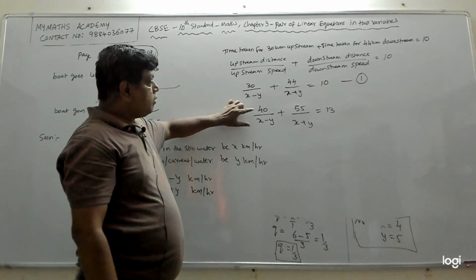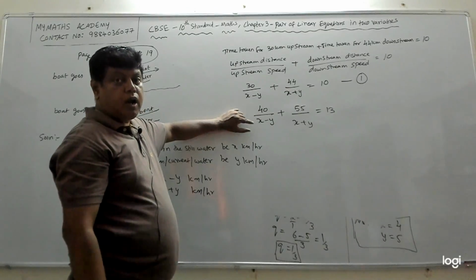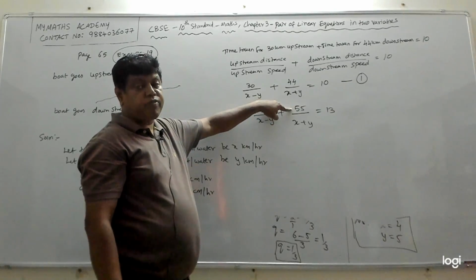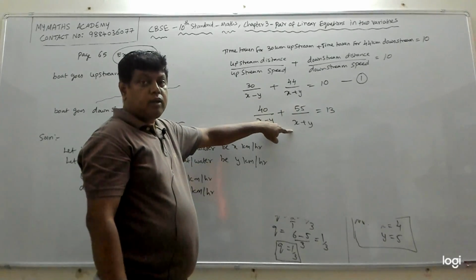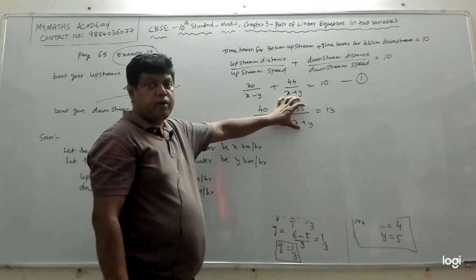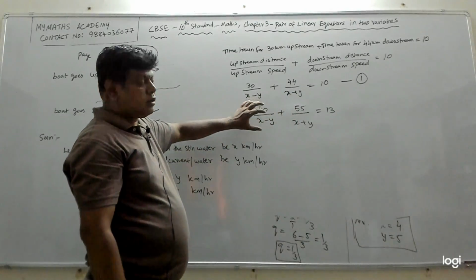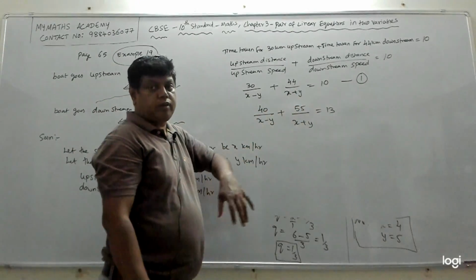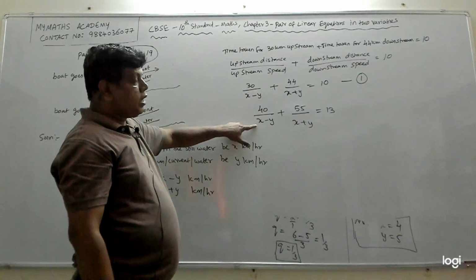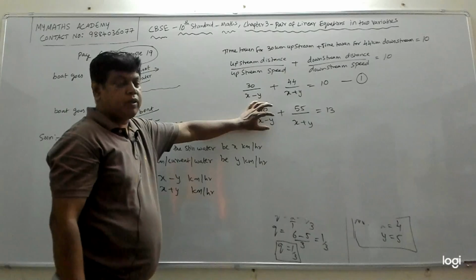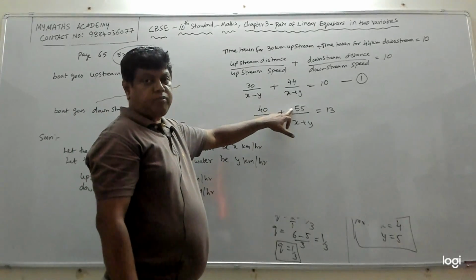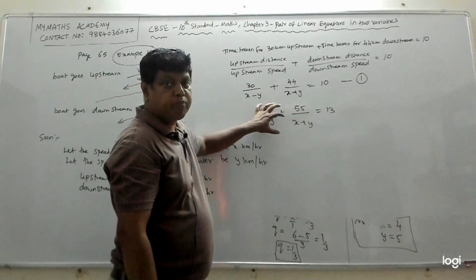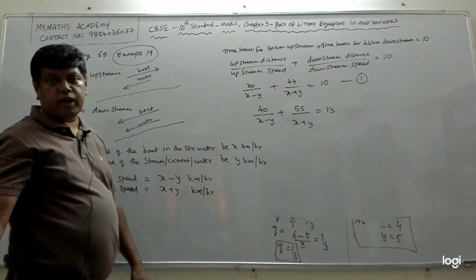For the second information, the upstream distance is 40 and the upstream speed is x minus y, plus the downstream distance is 55, going downstream, by the downstream speed, because this is the time. It takes some time to go upstream plus some time to go downstream. The total is 13. So upstream distance by upstream speed gives the upstream time, plus downstream distance by downstream speed gives the downstream time. Both times added together give 13. So that is the second information.